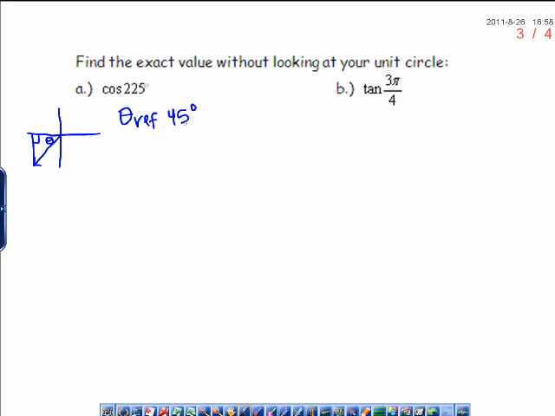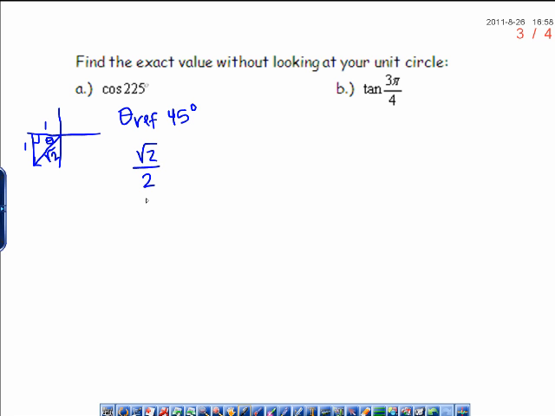Now this is where, if you have this memorized, this is a lot easier to do. If you don't have it memorized, you're going to have to draw a 45, 45, 90 triangle and then figure that out. Or you could write it on here. You could write 1, 1, root 2, and then do the SOHCAHTOA on that. But again, having them memorized is a lot easier. So cosine of 45 is square root of 2 over 2.